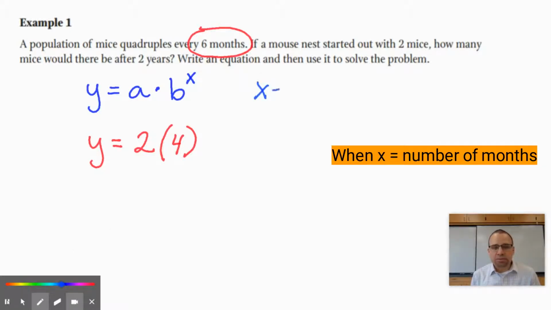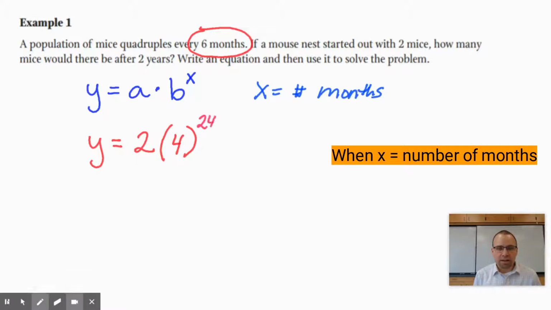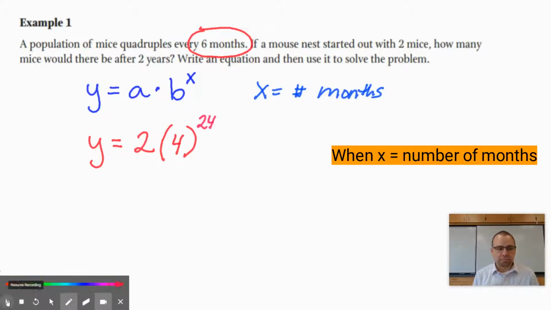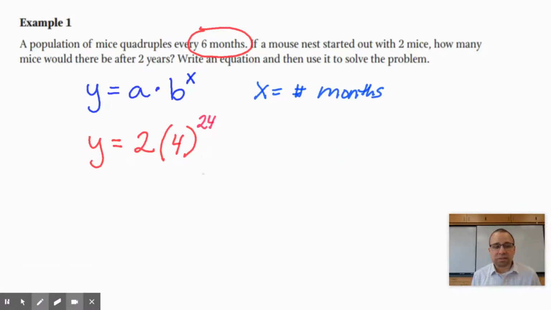If X is equal to the number of months, then we would put 24 up there. However, this would be quadrupling every month for 24 months. That's not what this problem says. So what we're going to have to do is say that it's going to happen every 6 months, and there's where that t comes into play.